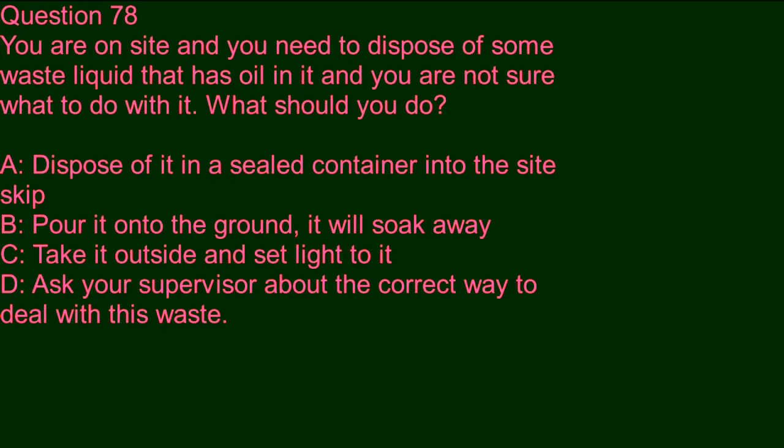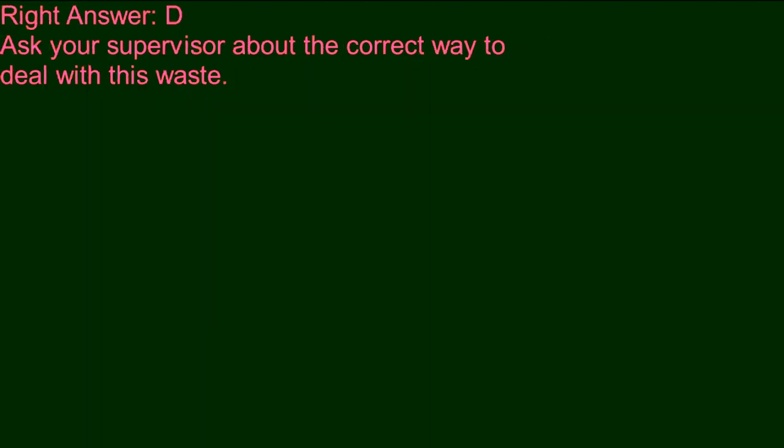Question 78. You are on site and you need to dispose of some waste liquid that has oil in it and you are not sure what to do with it. What should you do? A. Dispose of it in a sealed container into the site skip. B. Pour it onto the ground, it will soak away. C. Take it outside and set light to it. D. Ask your supervisor about the correct way to deal with this waste. Right answer, D. Ask your supervisor about the correct way to deal with this waste.